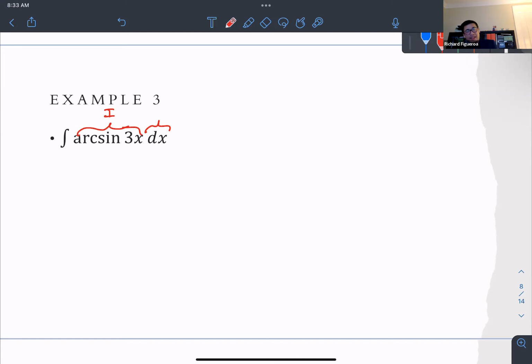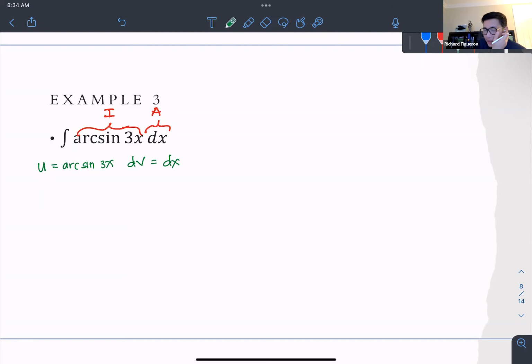So wala nakasama yung arc sine. So it's just arc sine 3x. So dx will be algebraic. Okay. So ngayon, which will be our u and which will be our dv? So u is arc sine. Arc sine 3x. So it follows that ang dv natin would just be the dx. So wala kang choice. Kasi di mo pwedeng gawing u ang dx.